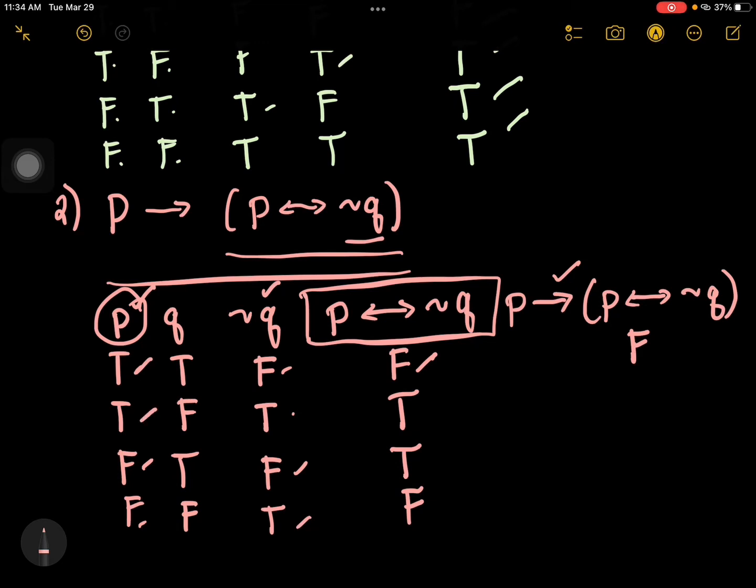So true, true, so this is true. False, true, so this is true. And false, false, this is true. So this is the answer for number 2, or example number 2.